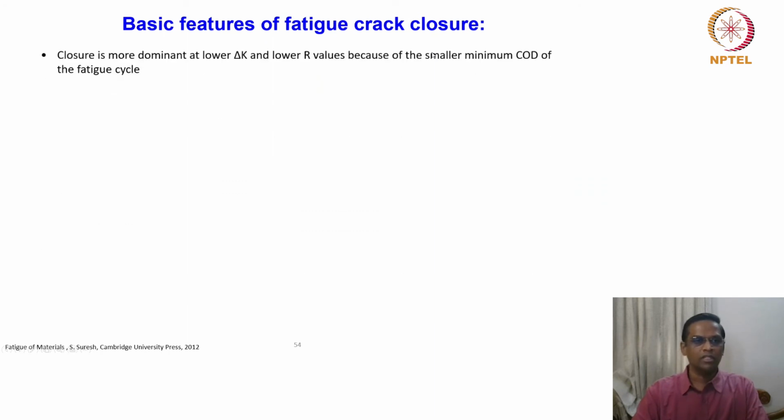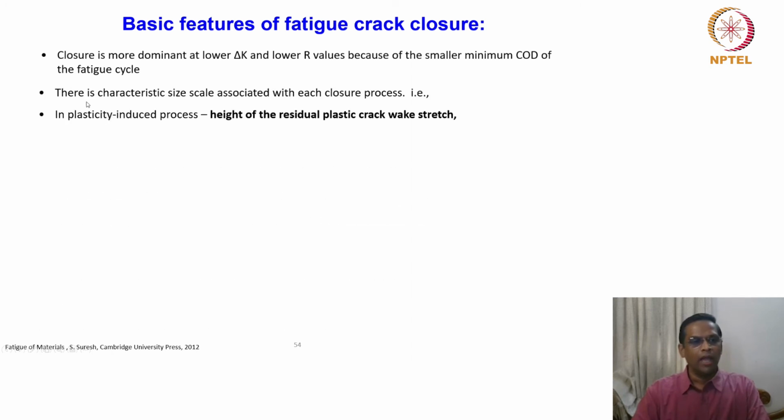Some of the basic features are: closure is more dominant at lower delta K and lower R values because of the smaller minimum COD of the fatigue cycle. And there is a characteristic size scale associated with each closure process. That is, if the plasticity induced process is considered, then the height of the residual plastic crack wake stretch is a very important parameter for the crack closure.